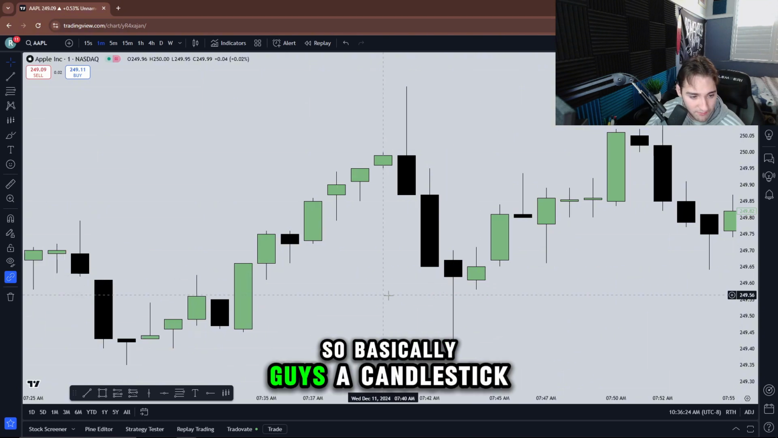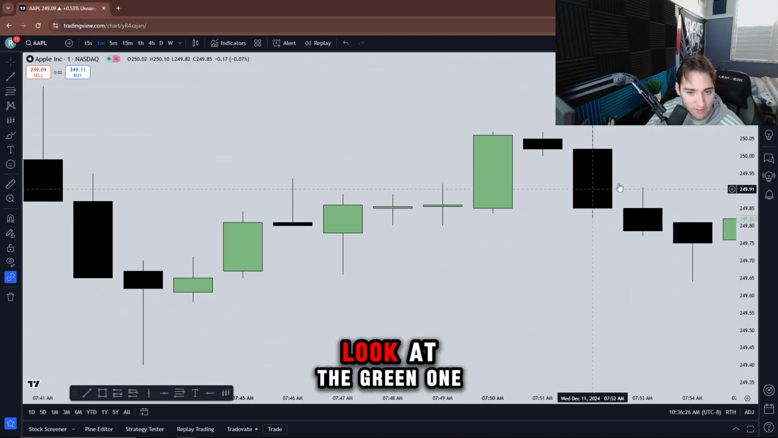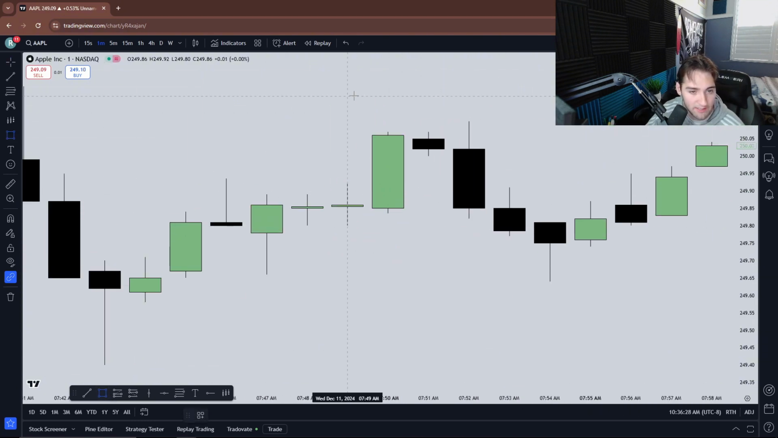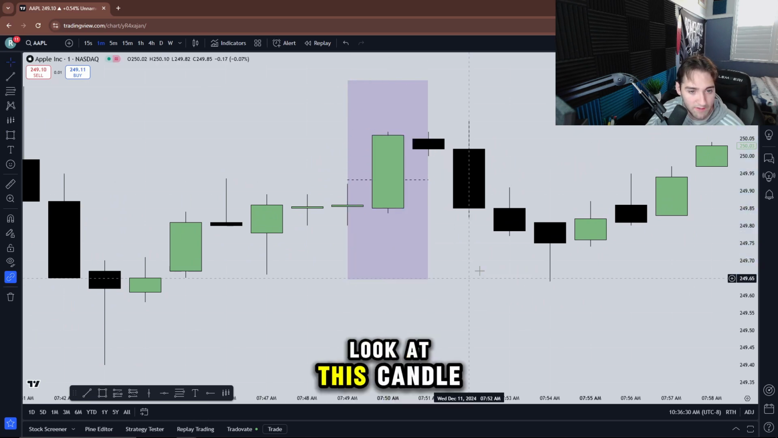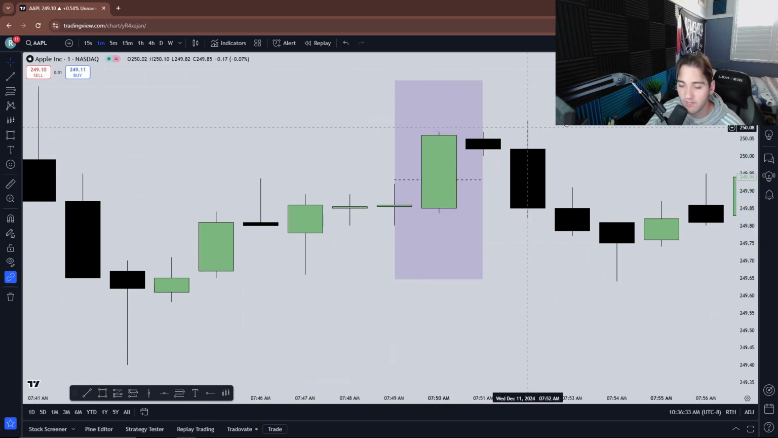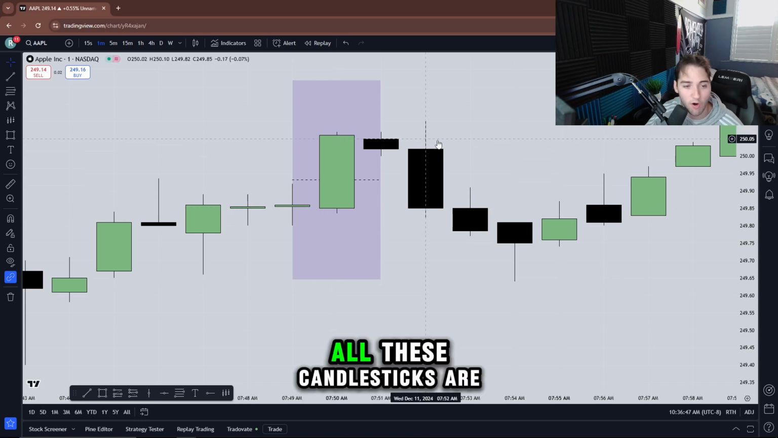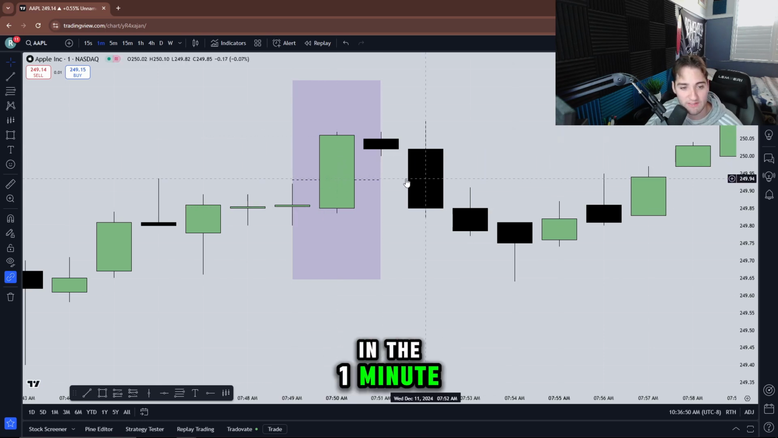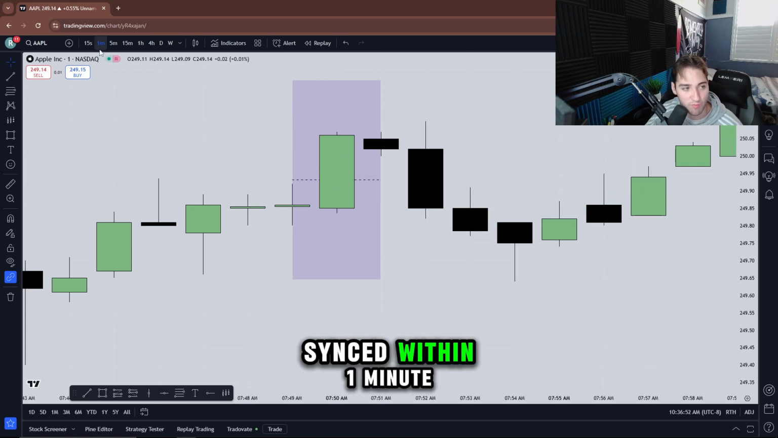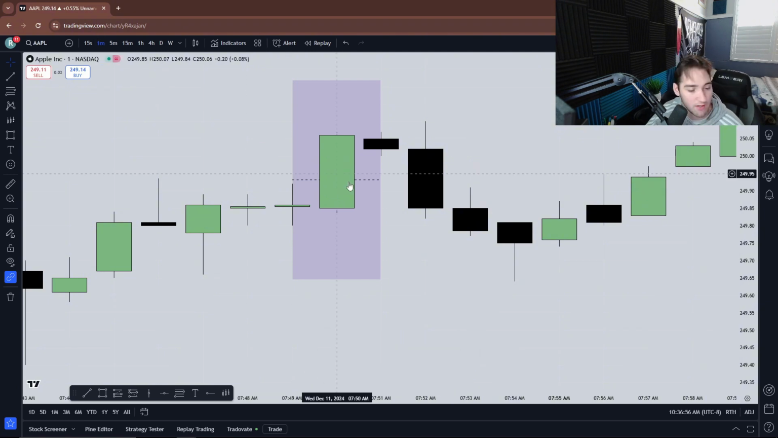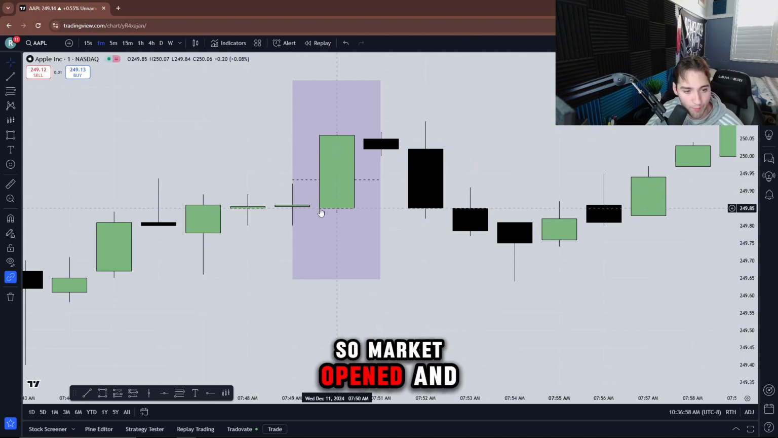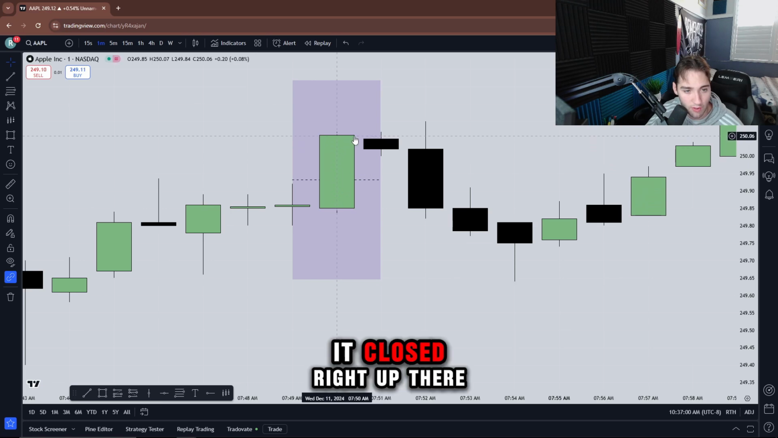So basically, guys, a candlestick, let's go ahead and look at the green one here, okay? I'm going to highlight this. I want you to just look at this candle here, okay? So this candle is going to show right here, this bottom left part is where the market opened, okay? All these candlesticks are in the 1 minute time frame, right? So they're all synced within 1 minute because we're on the 1 minute time frame. So market opened and it closed right up there.